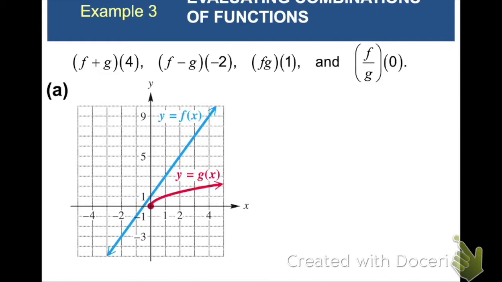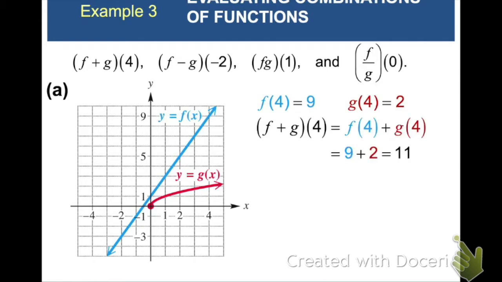For f plus g of 4, the first thing that we need to do is find f of 4 and g of 4. The way we do this is we find where x is 4, since 4 is what's in the parentheses here, and we look at where our blue and our red functions cross that. So the blue function crossed it up high, and the y part of that point was 9. Then we had the red function where we crossed that kind of lower, and the y part of that point was 2. Next, we're just going to add 9 and 2 together to get 11.